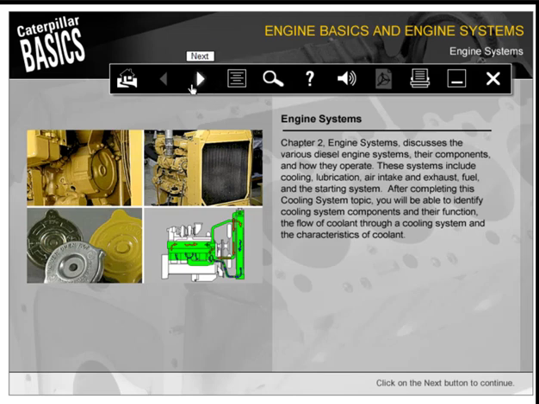Chapter 2, Engine Systems, discusses the various diesel engine systems, their components, and how they operate. These systems include cooling, lubrication, air intake and exhaust, fuel, and the starting system. After completing this topic on the cooling system, you will be able to identify cooling system components and their function, the flow of coolant through a cooling system, and the characteristics of coolant.